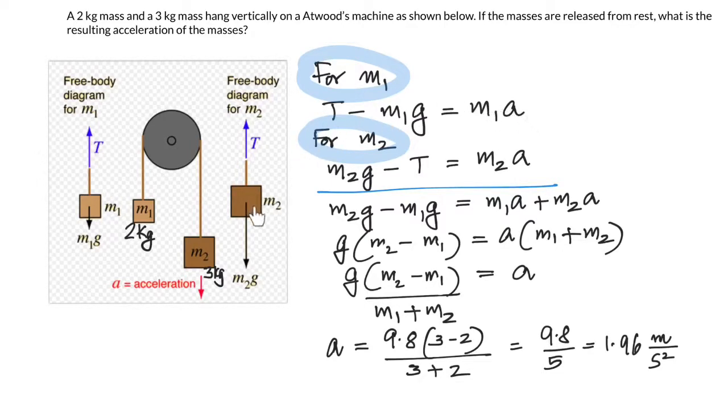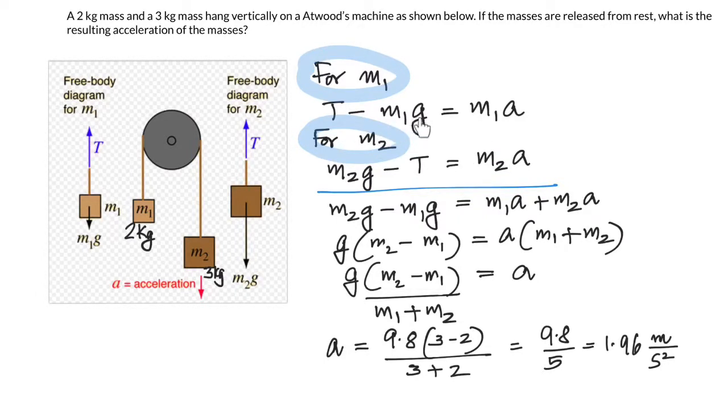Look at the free body diagram for M2. You have its weight, M2G, acting down. You have the tension acting up. Which one of these two forces is bigger? It's M2G. Look at the length of the arrow. It's M2G. Why? Because it's going down. So when you take the net force, it's going to be M2G minus T is equal to M2 times A. Again, Newton's second law. Once you get those two equations, you can solve them.